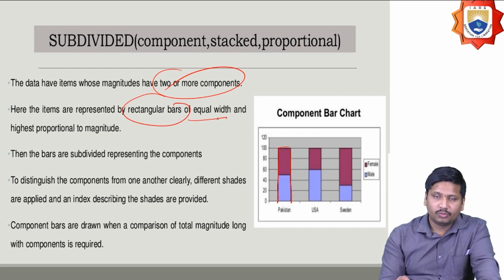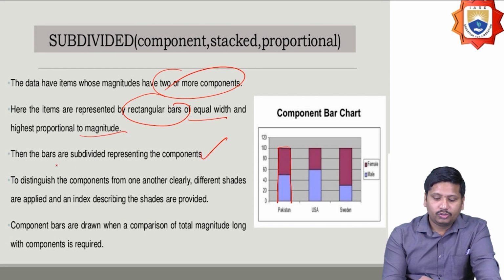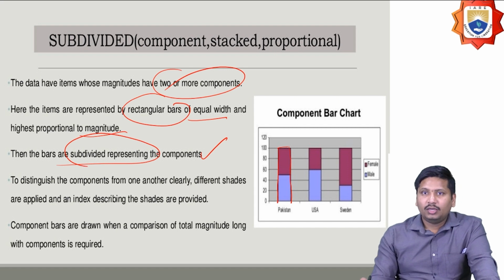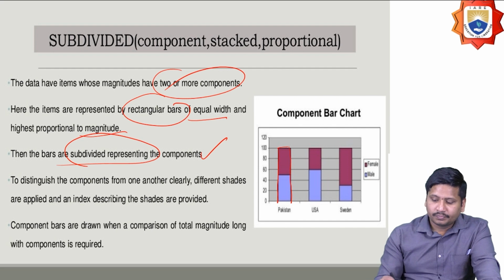The items are represented in the same fashion, as rectangular bars of equal width, with height proportional to the magnitude, but here the bar is divided into subcomponents. To distinguish the components from one another clearly, different shades are applied, which are described in an index. Component bars are drawn whenever a comparison of total magnitude along with the components is required.